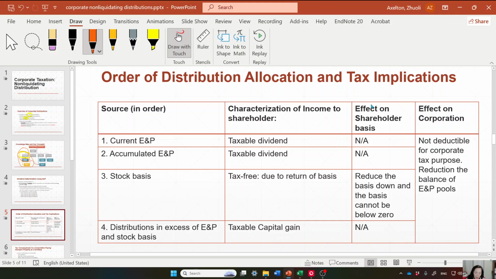Now let's take a look at the effect on the shareholder basis. For the shareholder basis, there's an ordering of the distribution allocation. Start with current year E&P, then next the accumulated E&P, and third we're going to look at the stock basis, and fourth we're looking at the distribution in excess of E&P and the stock basis.